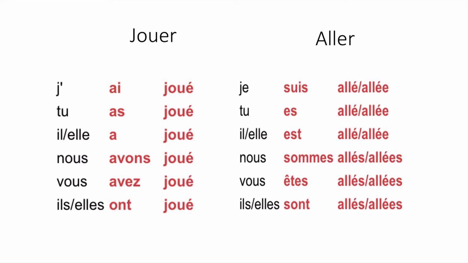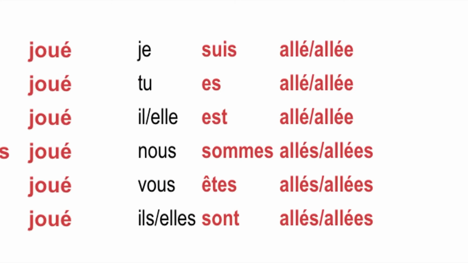in all pronouns. But if your subject is feminine, you should add e here to the past participle for the three first subjects. But for the last three subjects, as you see, here nous, vous, and ils, elles are plural. That's why we add s, s, s. But for feminine forms, you should add es.